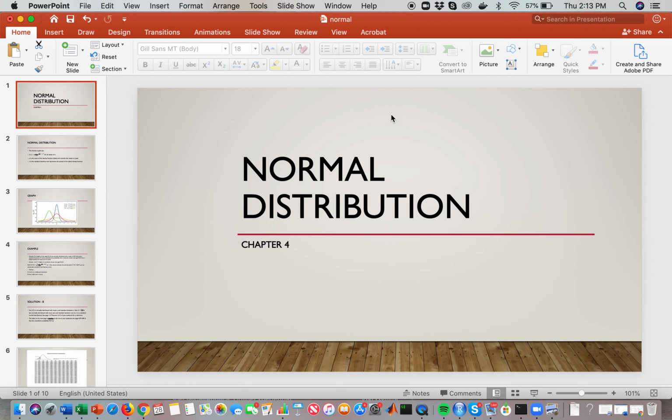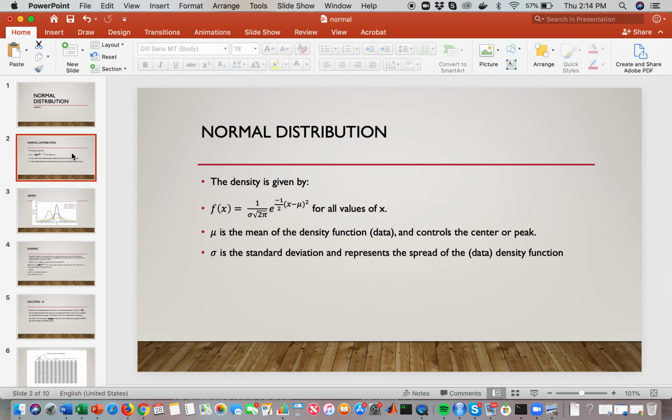All right, welcome to my lecture on the normal distribution. So, normal distribution is a continuous random variable, so be sure to keep that in mind. And the density function is given by this equation right here, and that applies for any single value of x. However, when you graph this, you're going to see some things that you notice. So it depends on two parameters.